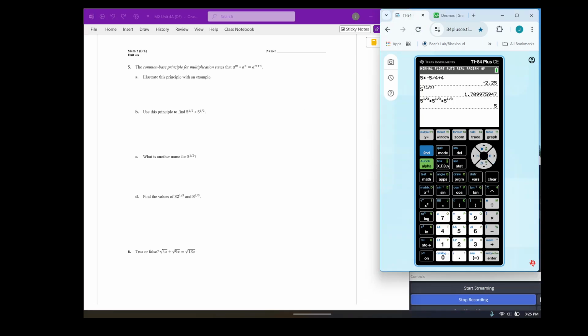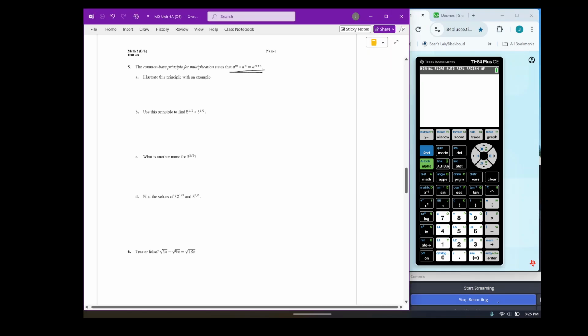Okay. I want to take a look at number 5 on the 4A handout, which was A, B, and C were homework. So let's take a look. The first thing is that they're describing this rule right up here called the common base principle. A base is when you have something to a power; the something here is called the base, and the power is called the exponent, right?